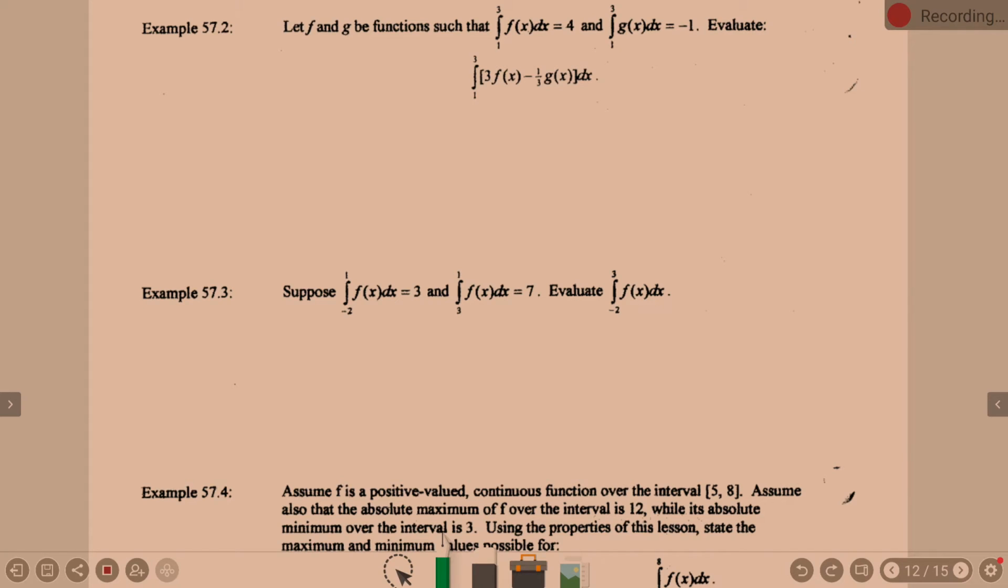Let f and g be functions such that the integral of f from 1 to 3 equals 4, and the integral of g from 1 to 3 equals -1. Evaluate the integral from 1 to 3 of 3 times f of x minus 1/3 times g of x dx.